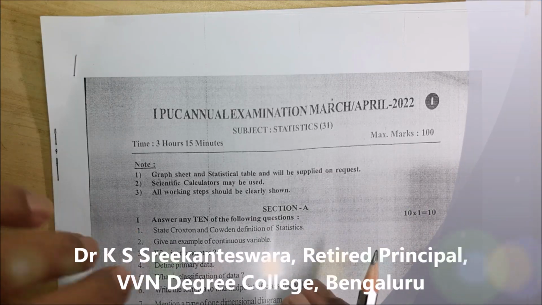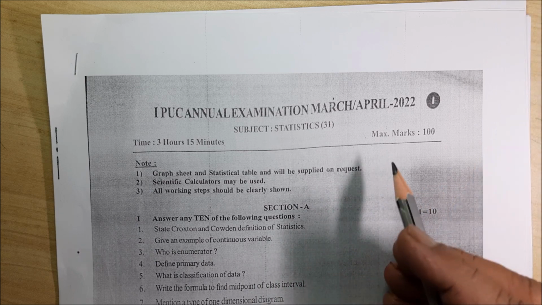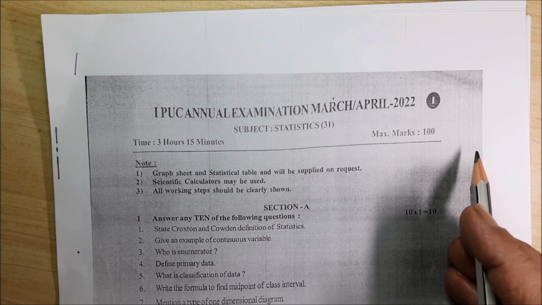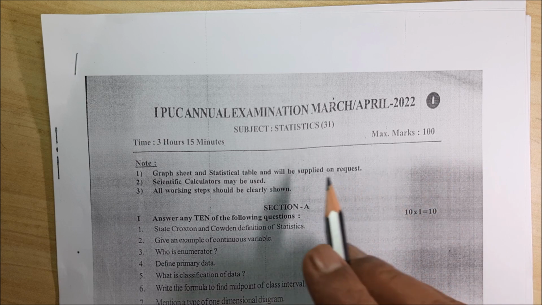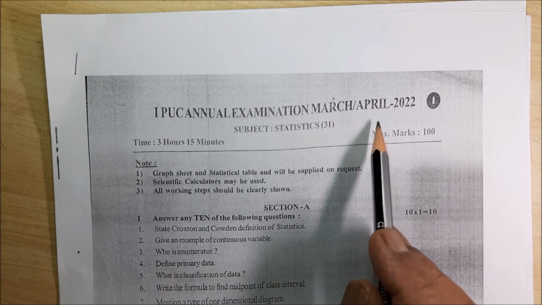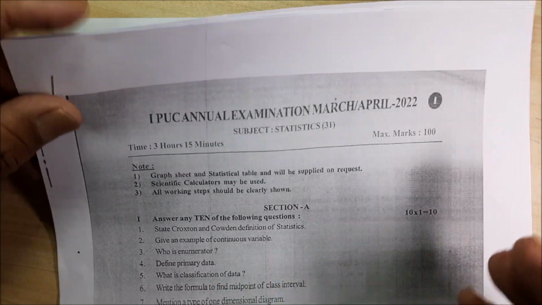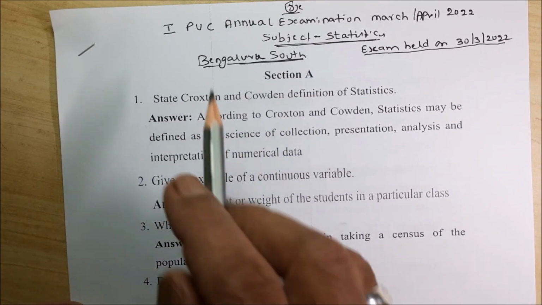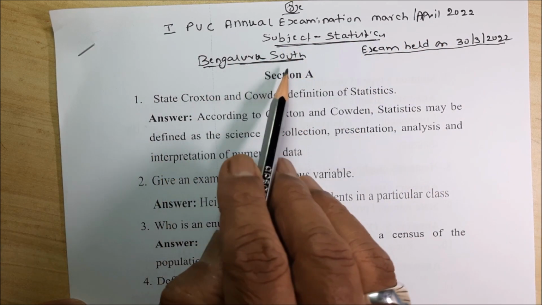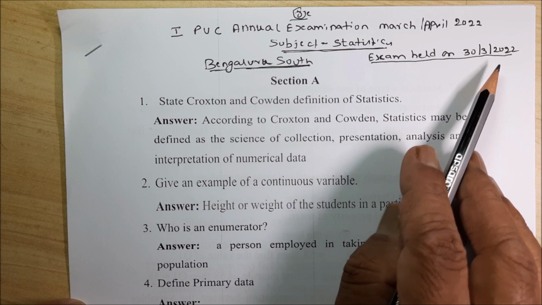Hello students, now we would like to get you the statistics examination of Bangalore South conducted on 30th March 2022. For that I would like to get you the answers. So, first PUC annual examination March April 2022. We have put that question paper on YouTube. Now we are answering that question paper: first PUC annual examination March April 2022, subject statistics, conducted in Bangalore South, exam held on 30th March 2022.